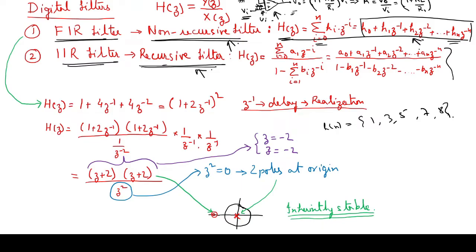Now from here, can you tell me where would be the poles and the zeros of the system? First tell me where would be the poles of the system, because there is no denominator component.